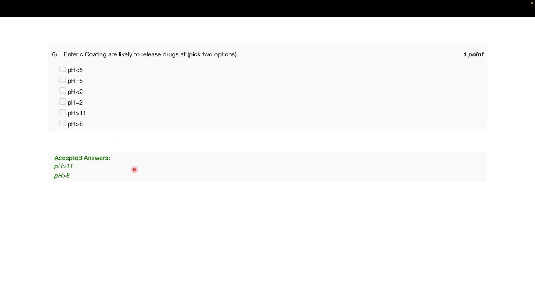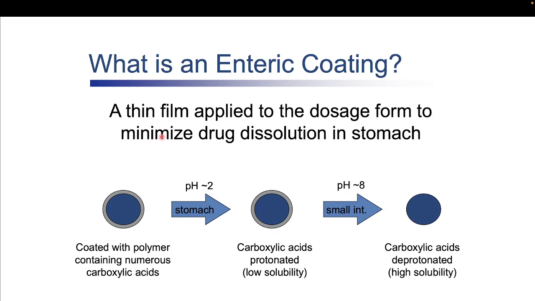So we'll see what exactly enteric coatings are. As I said, an enteric coating is a thin film which is applied to a drug. Let's say this dark blue thing is your drug. You do all of this because you don't want the drug to be released into the stomach, because the stomach has very acidic pH and a lot of different harsh conditions which could damage your drug. You want the drug to be directly released into the intestinal part.